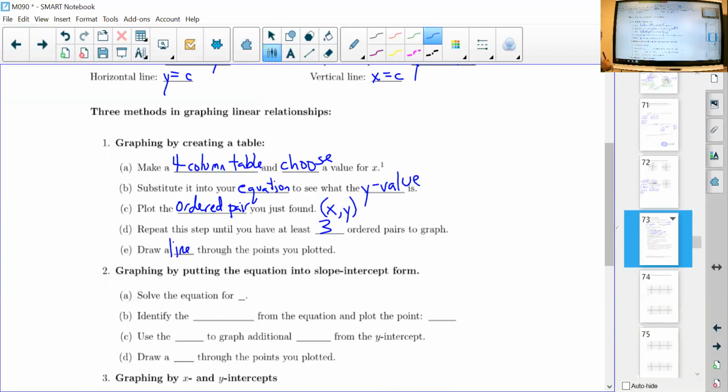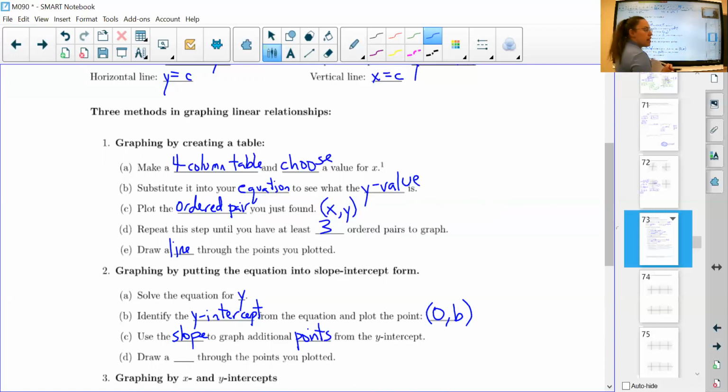Or we can put it in slope-intercept form. Now we have to solve for Y. Identify the Y-intercept of the point. Remember, that's where it crosses the Y-axis. And plot the point 0, comma, B, where B is that Y coordinate of the Y-intercept. Then we're going to use the slope to graph additional points from the Y-intercept.